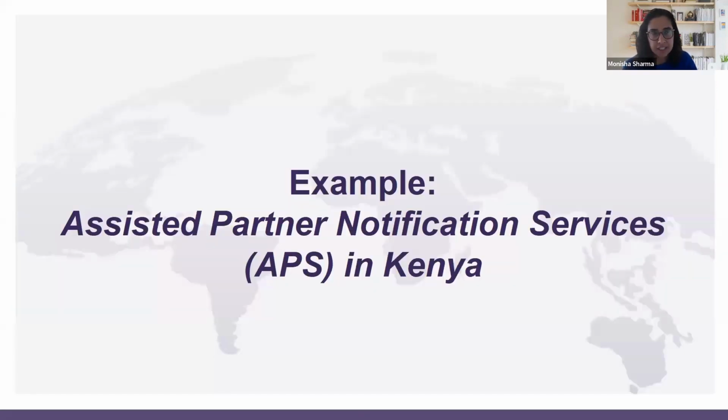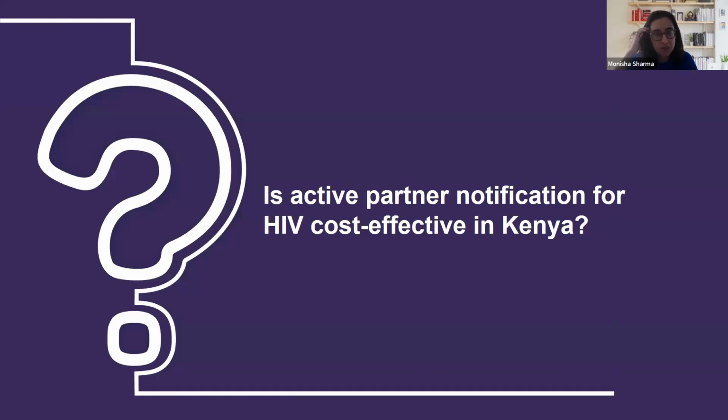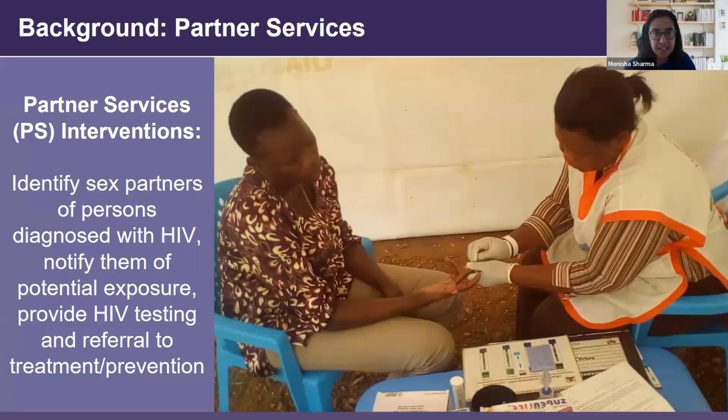So I wanted to quickly go through an example of using time and motion, and this is from an assisted partner notification services intervention in Kenya. Our research question was, is active partner notification for HIV cost effective in Kenya? Partner services, as most of you know, is to identify sex partners of persons diagnosed with HIV, notify them of their potential exposure, and then provide testing and referral.